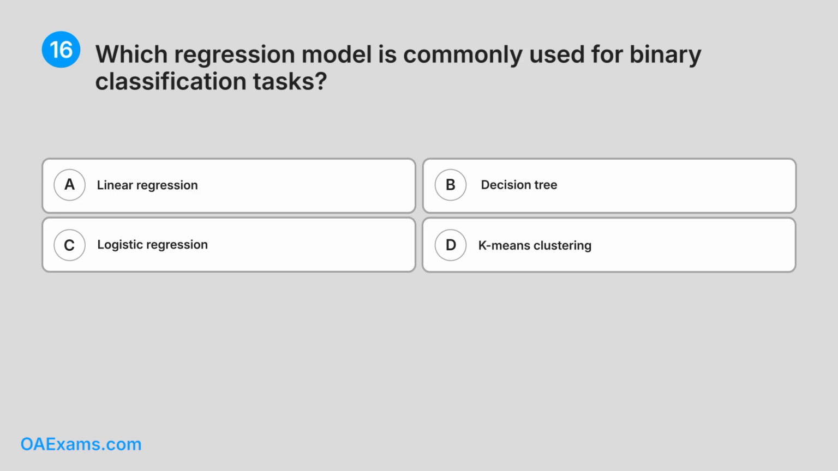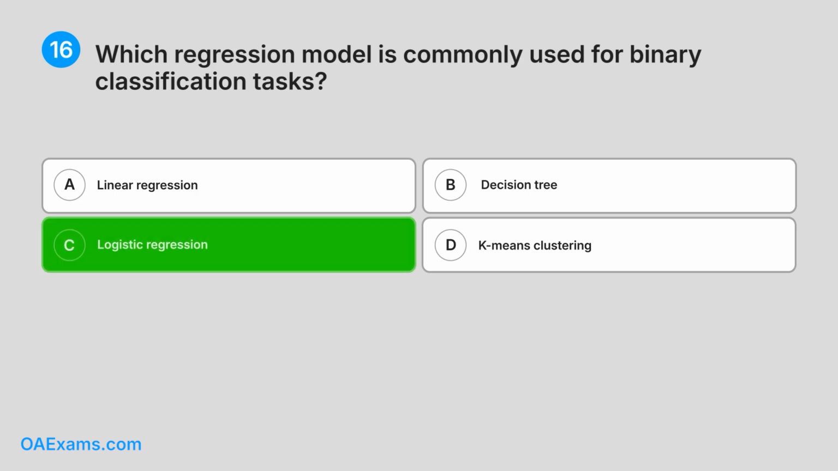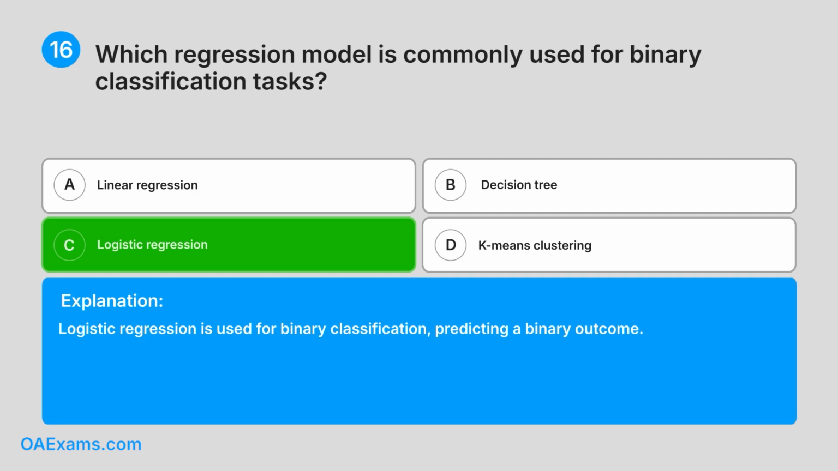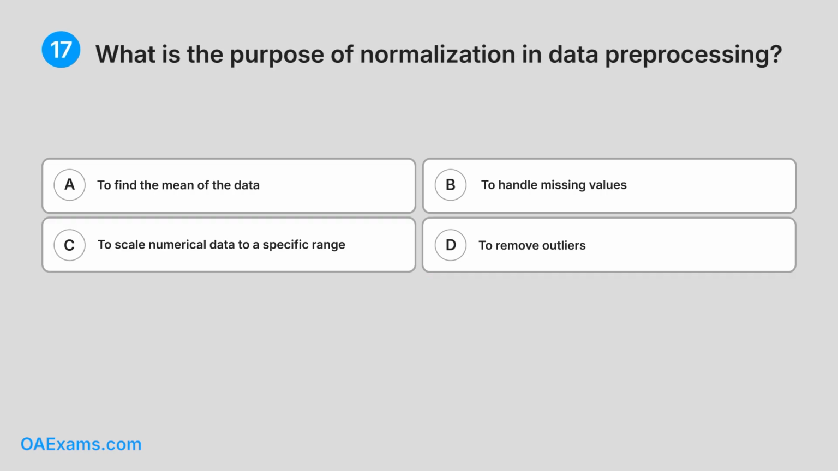Correct answer. C. Logistic regression. Explanation. Logistic regression is used for binary classification, predicting a binary outcome. 17. What is the purpose of normalization in data preprocessing?